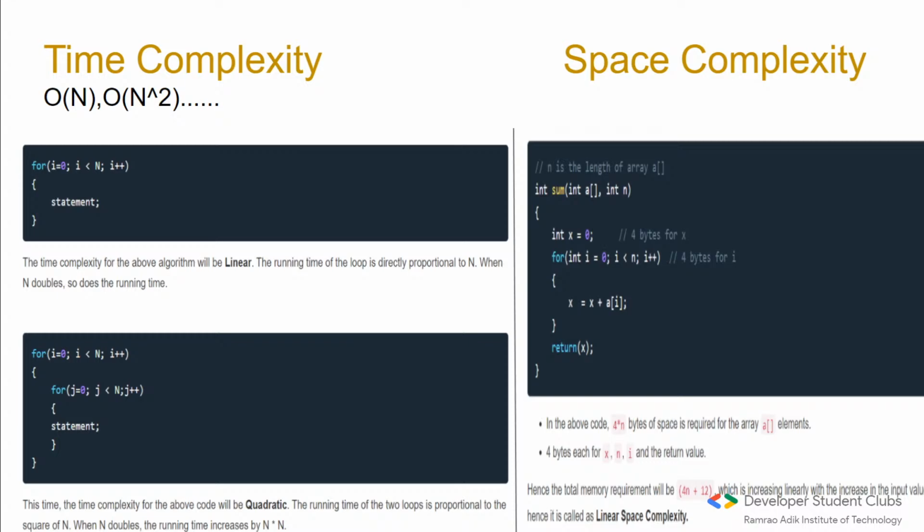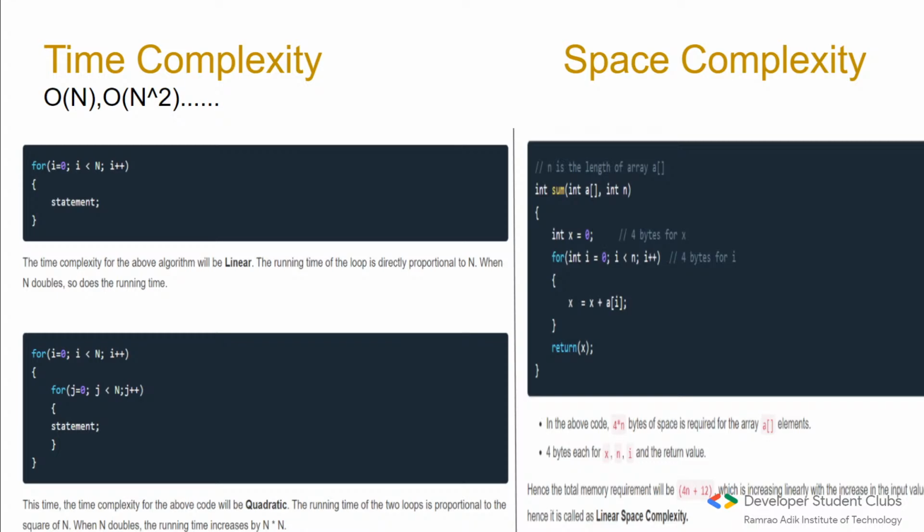On the left side, as you can see in the first snippet, we have one for loop that's running from 0 to n minus 1. So it is running n times. It's going to run the inner statement given inside the loop n times. That means the total running time of this entire loop is proportional to n. So the time complexity would be represented as capital O in brackets n. The time complexity is generally denoted by capital O, known as big O notation.